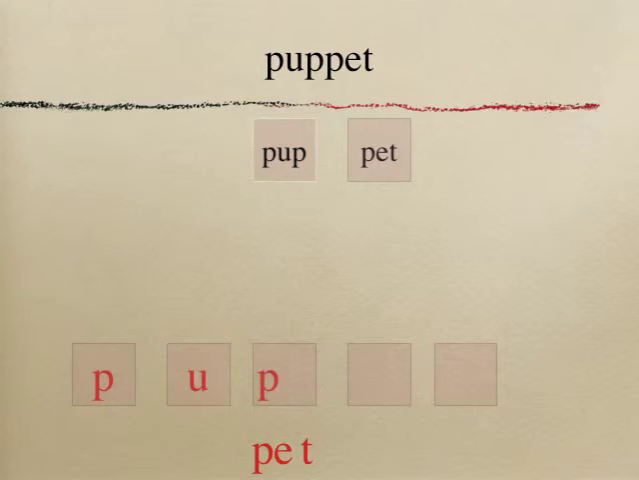And again, we know there's two of them, so they're going to go in the same box. We know E makes the S sound, don't we? And then T. T makes the T sound. Puppet. Puppet.